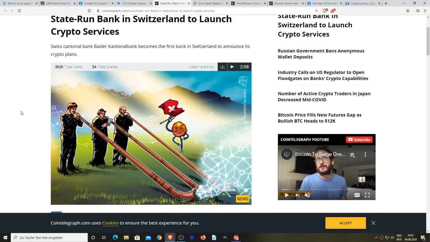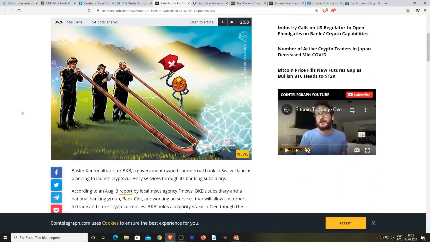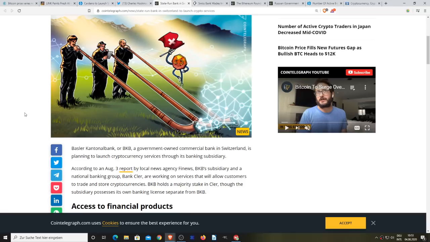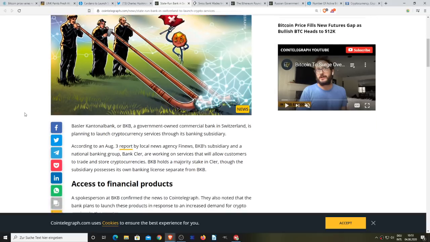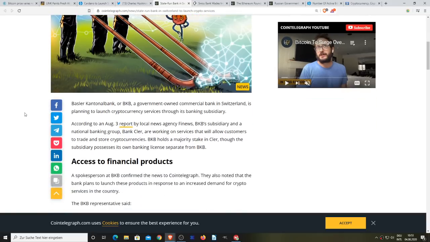Next up, in quite popular news, Basler Kantonalbank, or BKB, a government-owned commercial bank in Switzerland, is planning to launch cryptocurrency services through its banking subsidiary. According to an August 3rd report by local news agency FINEWS, that is F-I-N-E-W-S, BKB subsidiary and a national banking group, Bank Claire, are working on services that will allow customers to trade and store cryptocurrencies. BKB holds a majority stake in Claire, though the subsidiary possesses its own banking license apart from the BKB. A spokesperson from BKB confirmed the news to Cointelegraph.